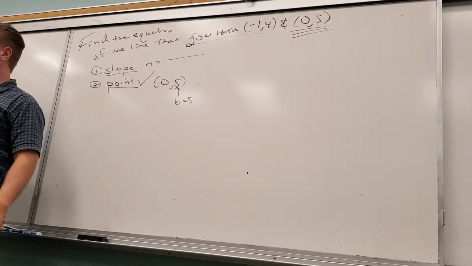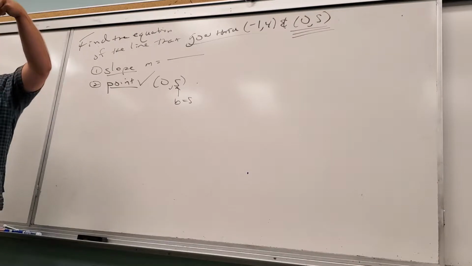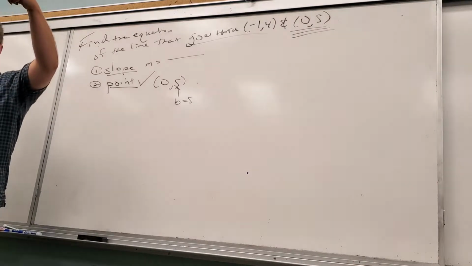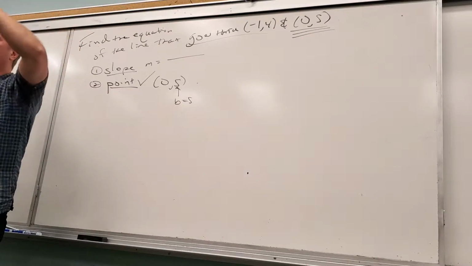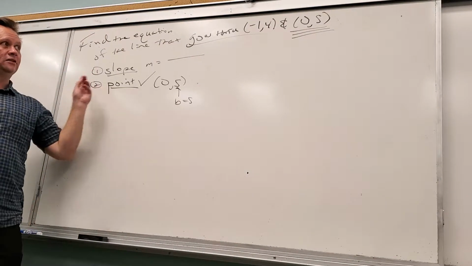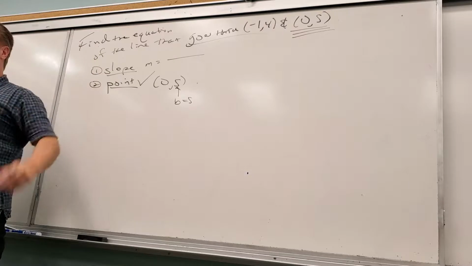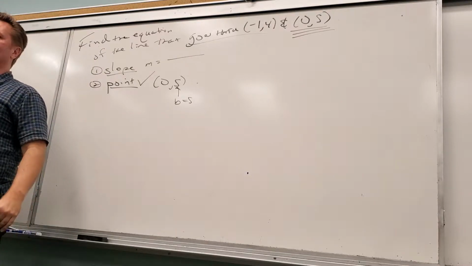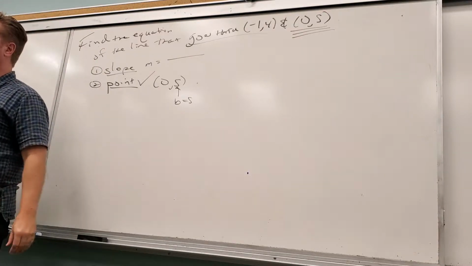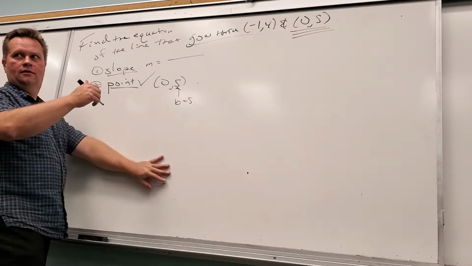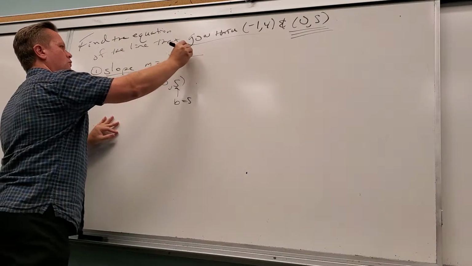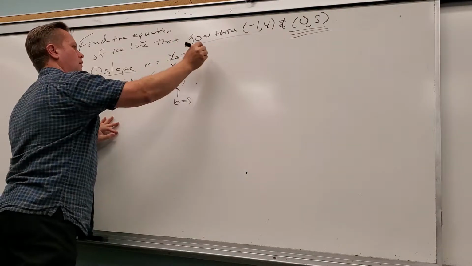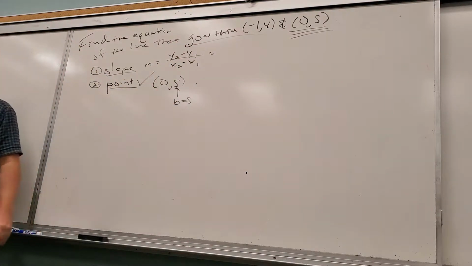Rise goes with y, so the y's go on top. Some of you have that backwards. You do the difference in the y's up top because it's rise, and that rhymes with y's. And then it's run, which rhymes with sun, and the horizon is an x value. I like it. So there you go. Wow, I should do poetry.